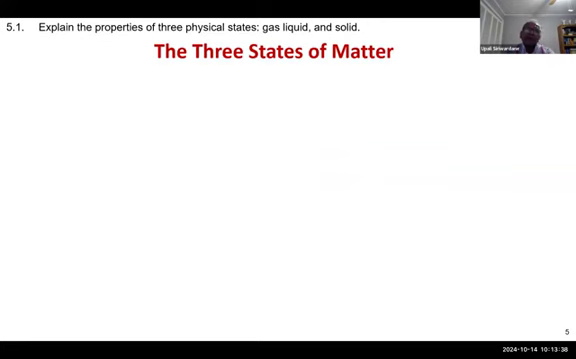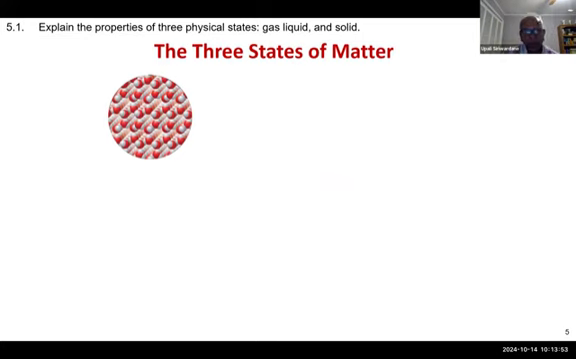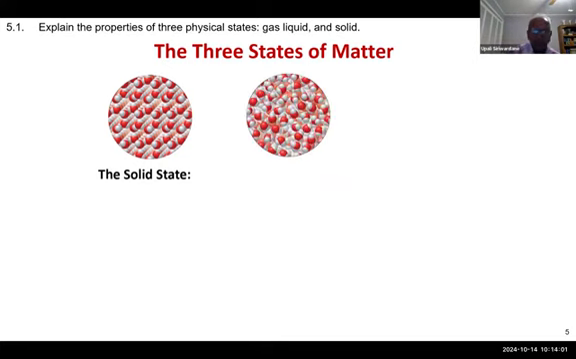Can you guys see my slide page for 3 states of matter? Yes, sir. Okay. Let me summarize the 3 states of matter. First, we're going to look at solids on the left corner, and then the liquid, and then the gaseous state.